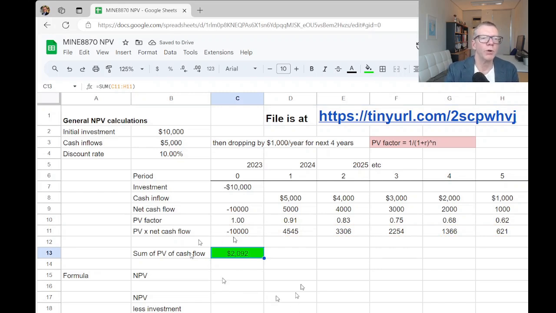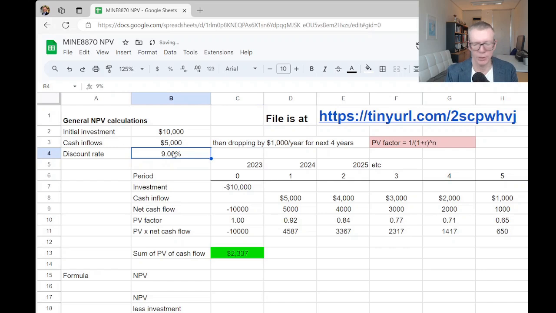And what I can do is then see what the impact of changing the discount rate is. If the discount rate goes down, NPV goes up. Discount rate goes up, NPV goes down. So the higher the discount rate, the lower the NPV for the same set of cash flows.